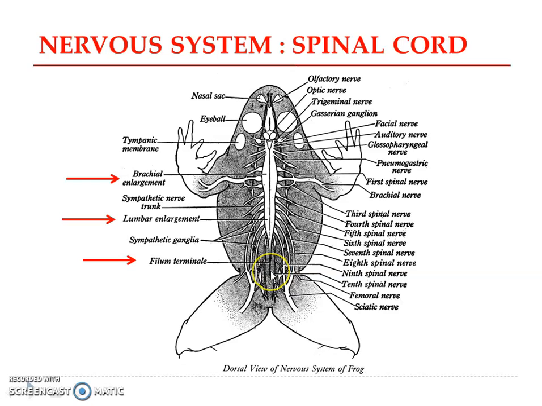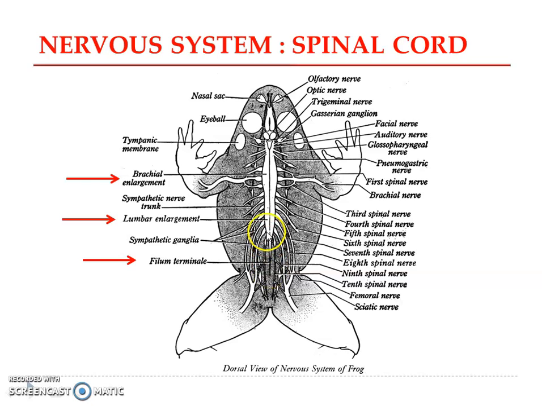Now, with respect to the structure, you can see here the spinal cord extends posteriorly, and towards the posterior end it terminates in a very long filum terminale. This filum terminale is a non-nervous filamentous structure, and the whole of the filum terminale is placed inside the last vertebra. The last vertebra is known as the urostyle, and the filum terminale is placed inside the neural canal of the urostyle.